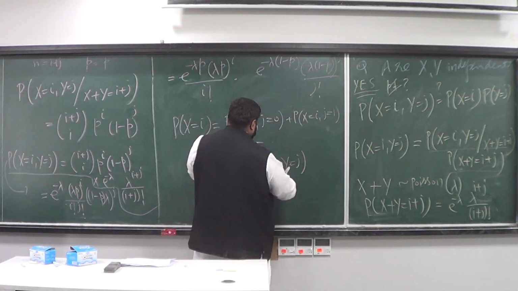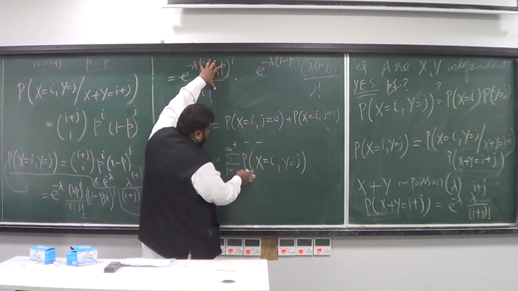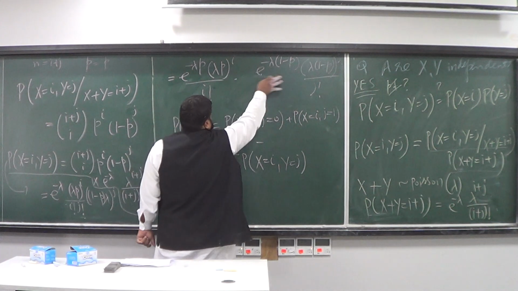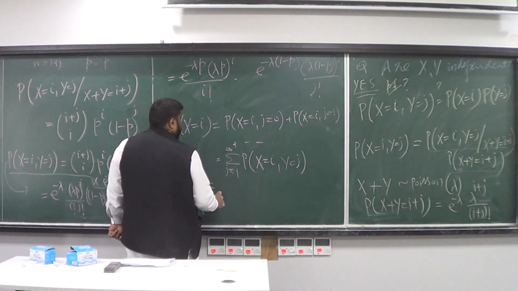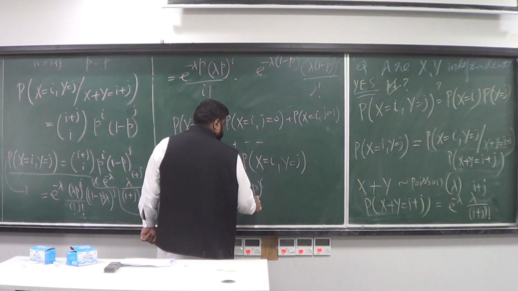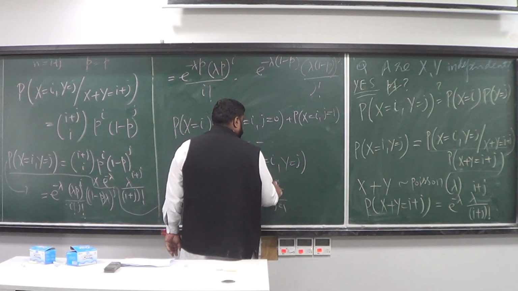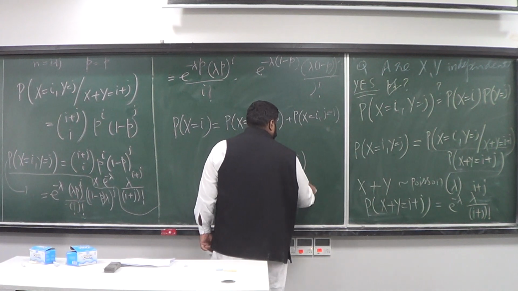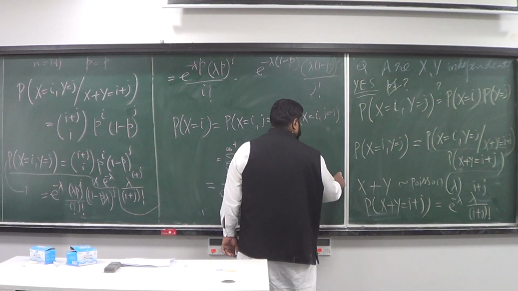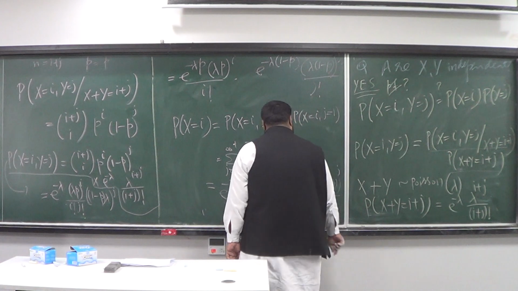So if I take this expression and substitute it here, and this sum is over j, I can pull all of these terms out of the sum because there is no index j in them. By substituting these values and pulling this out of the expression, I'm going to get e to the minus lambda p times lambda p raised to i over i factorial, times the sum over j equal to 1 to infinity of e to the minus lambda 1 minus p, and lambda 1 minus p raised to j over j factorial. So this is what you're going to get.